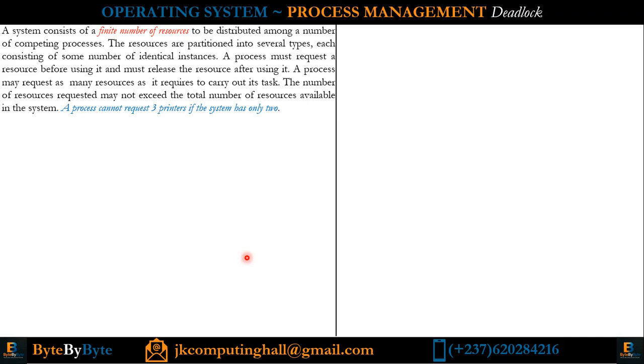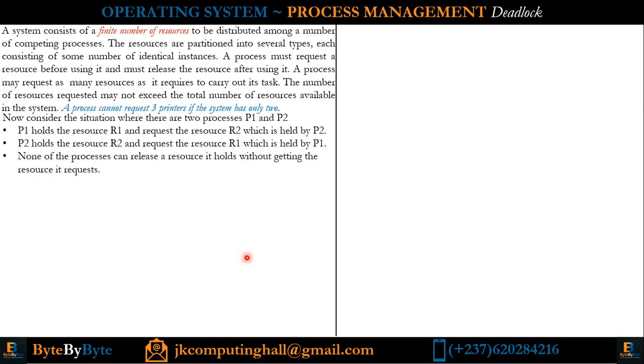A process must request a resource before using it and must release the resource after using it. A process may request as many resources as it requires to carry out its task. The number of resources requested may not exceed the total number of resources available in the system. A process cannot request 3 printers if the system has only 2. That is, the maximum number of resources requested by a process cannot exceed the number available in the system.